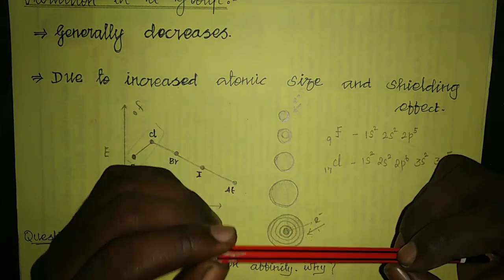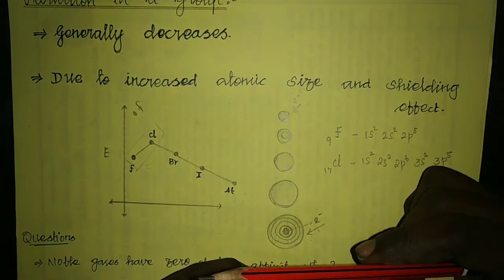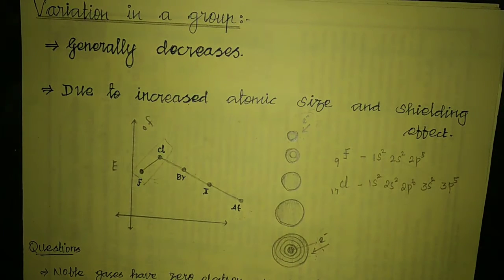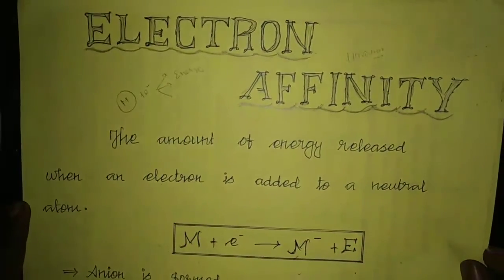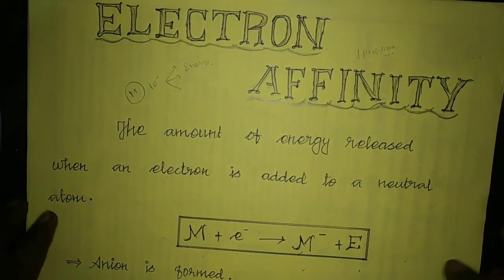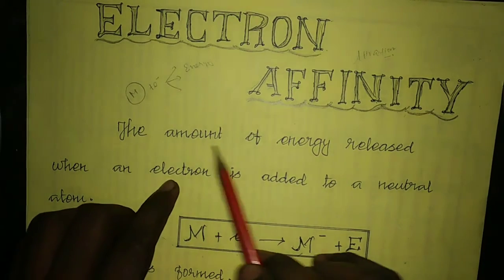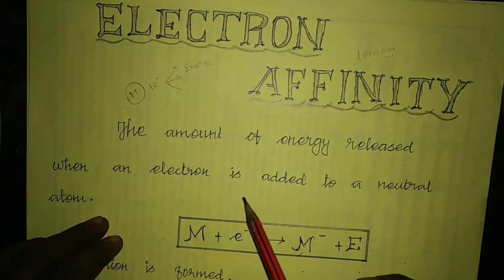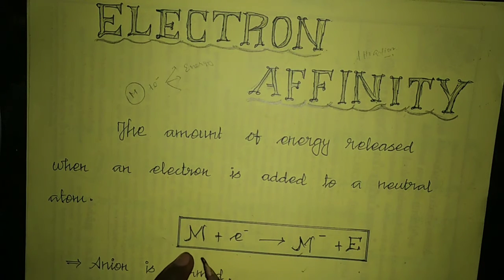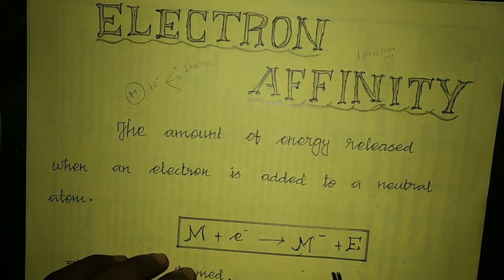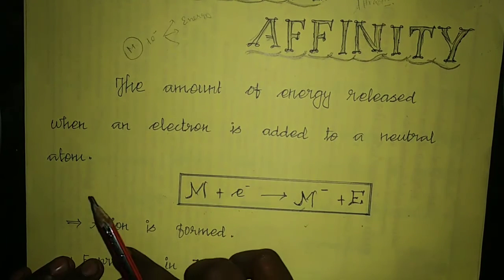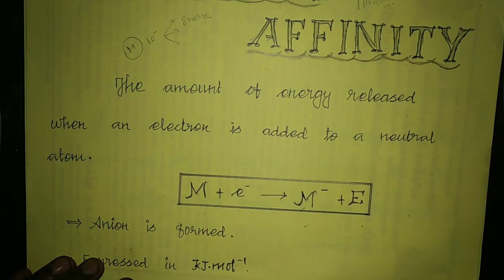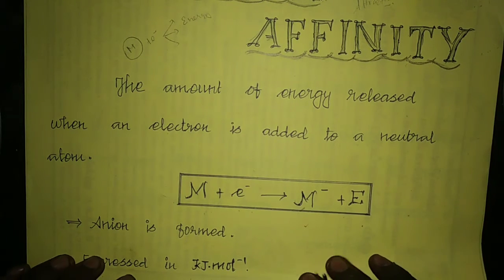What are things we have seen? The first one, definition of electron affinity. So what is electron affinity? The energy released when a neutral atom gains an electron, as a result of which what is obtained? An anion will be obtained. That is the definition for electron affinity. The amount of energy released when an electron is added to a neutral atom. So it is represented like this. M plus electron gives M minus plus energy. As a result of this process, an anion is obtained and the energy released can be measured in the unit kilojoule per mole. Okay va?